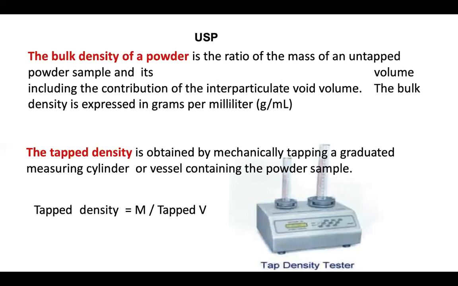Then USP. USP, the bulk density of powder is the ratio of the mass of an untapped powder sample and its volume, including the contribution of the interparticle void volume. The bulk density is expressed in grams per milliliter. The tap density is obtained by mechanically tapping a graduated measuring cylinder or a vessel containing the powder sample. So tap density is the M over tapped volume. I think you have done this practical in your lab also.